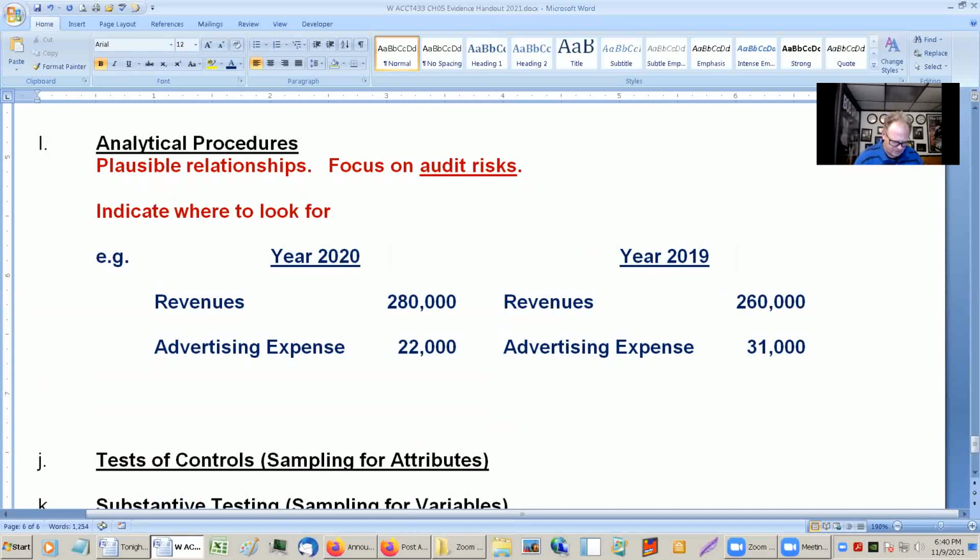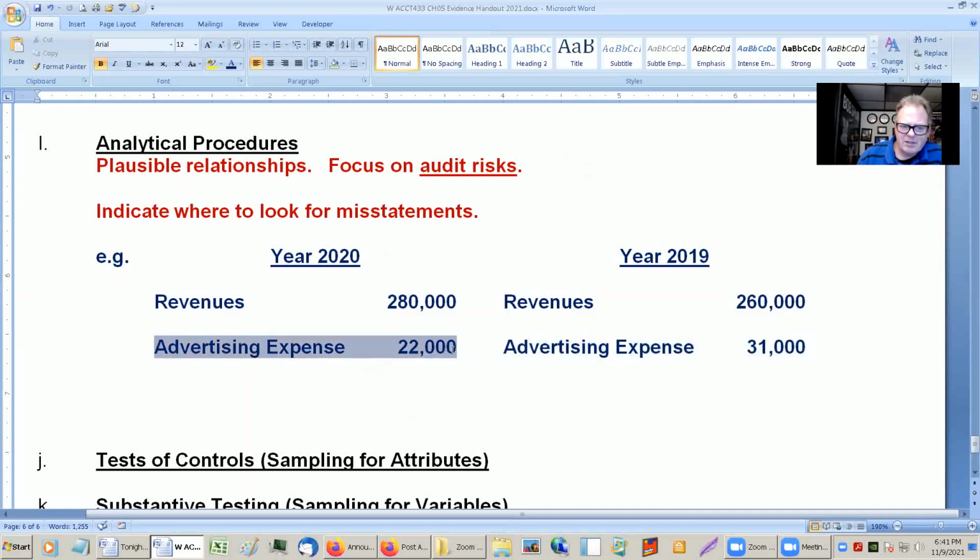I should say misstatements. Anyway, where to look for misstatements. Again, they're usually not proof in and of themselves. It is possible that you use them for substantive testing, but for the most part, they're just used to say, okay, this is unusual, this is weird. Why don't you go look at that?